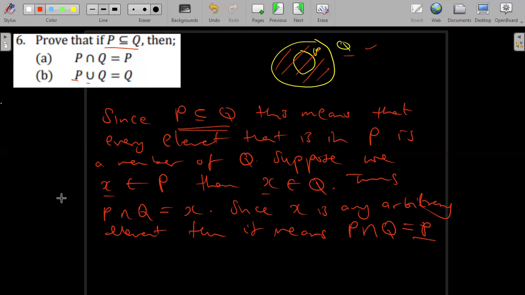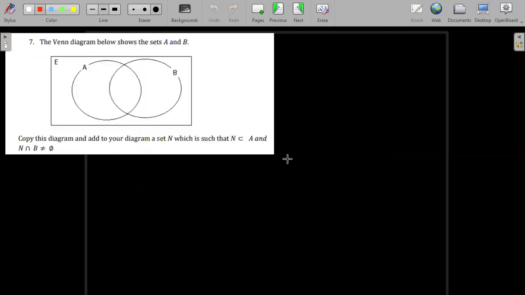So for the second part, B, you write the same language and then just have a conclusion that we've had, which is that there. Okay. So that answers this question. The next question, they just tell us the Venn diagram below shows A and B. So this is A and B.